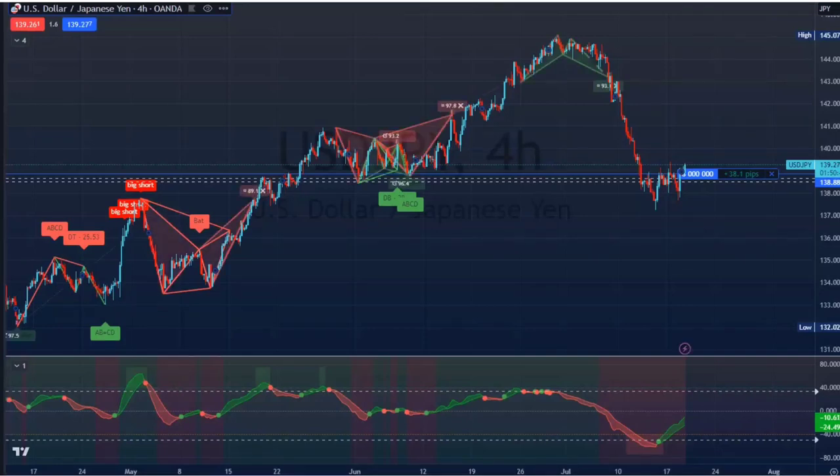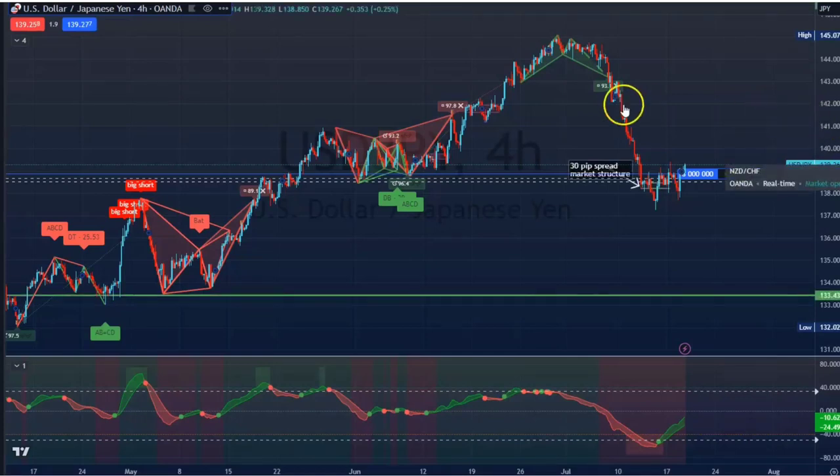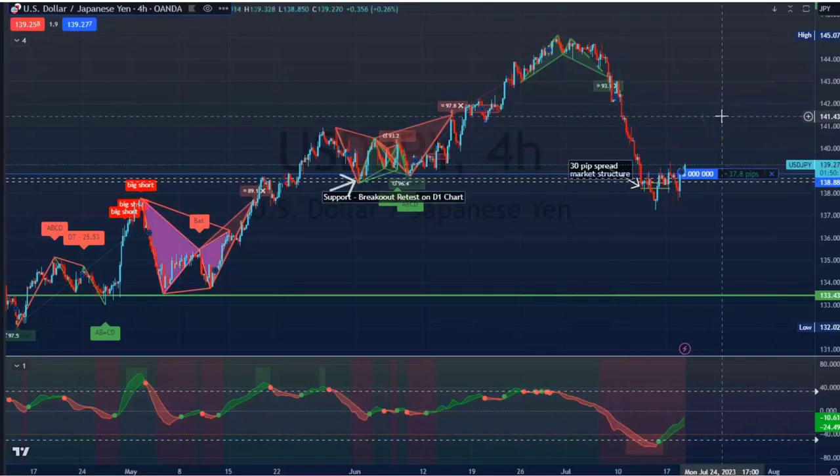Nice. Moving right along. And you notice I didn't put stop losses on these. That's how confident I am on these. Pull back. Okay, so pull back. Right?